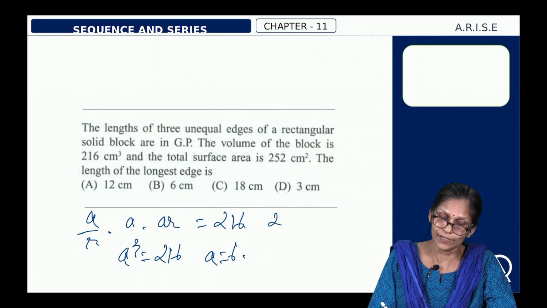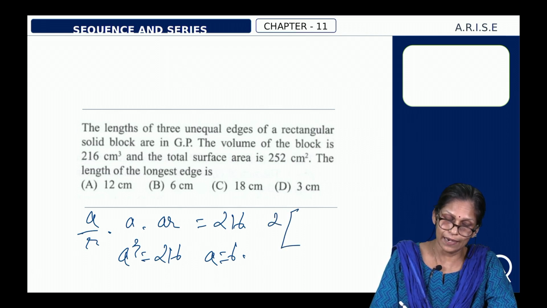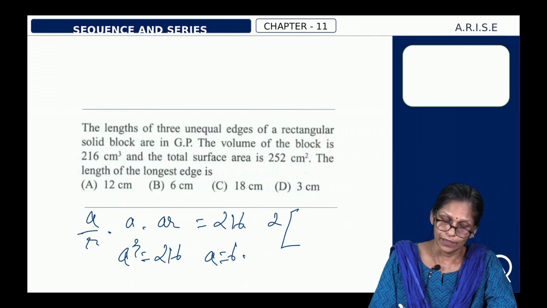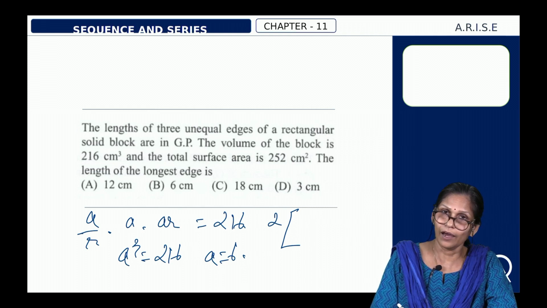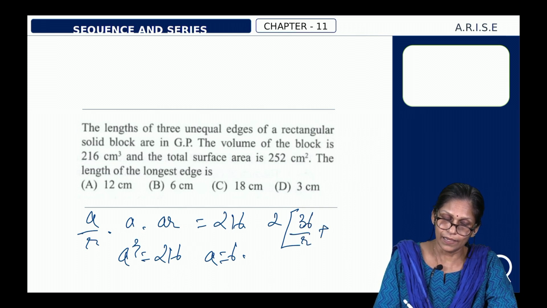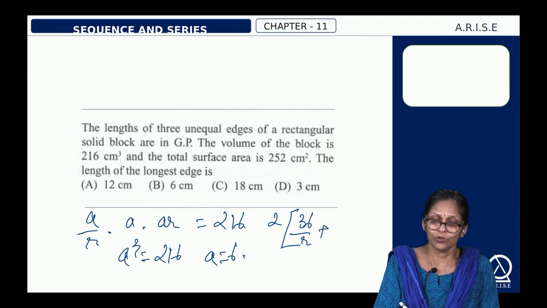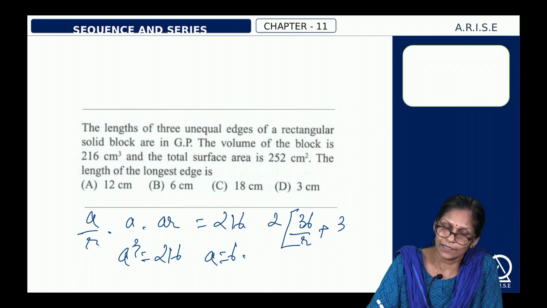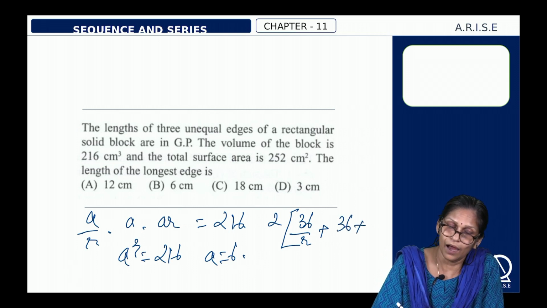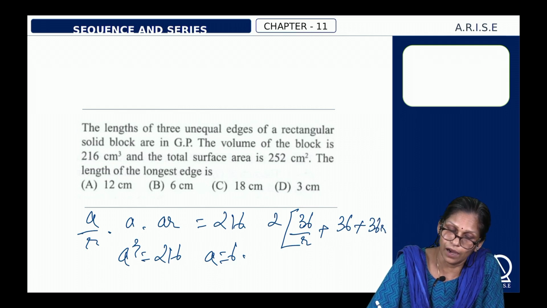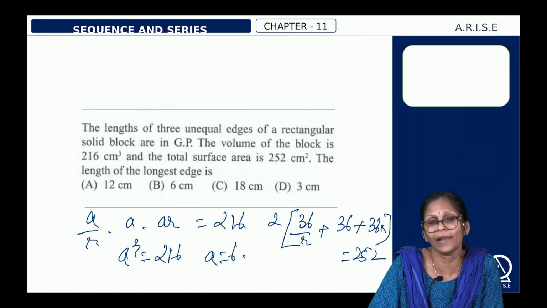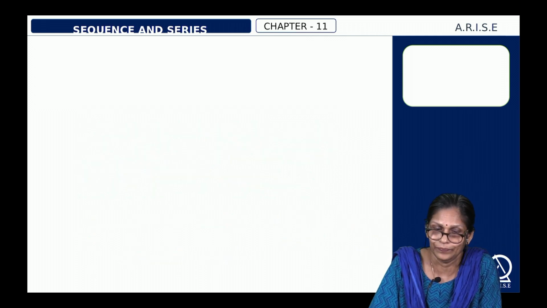So, you are asked the total surface area. What is the total surface area? 2 into LB plus BH plus LH. What is LB? Isn't it 6 by R into 6? That is 36 by R, plus the other terms: A squared, that is 36, plus A squared R, which is 36R, that is given to be 252. From here you solve for R and hence find the longest side.